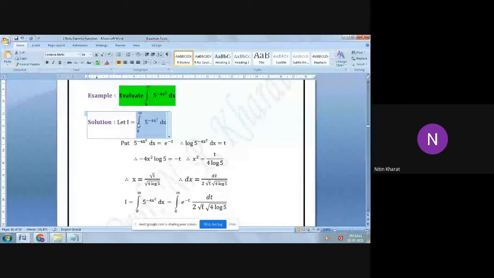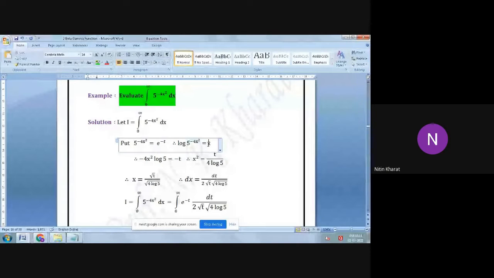So what we have to do? We have to assume this whole function, that is 5 times 5 raised to minus 4x square, is equal to e raised to minus t. Then what we have to do? We have to take log on both the sides. Then we get log of 5 whose index is minus 4x square is equal to minus t.